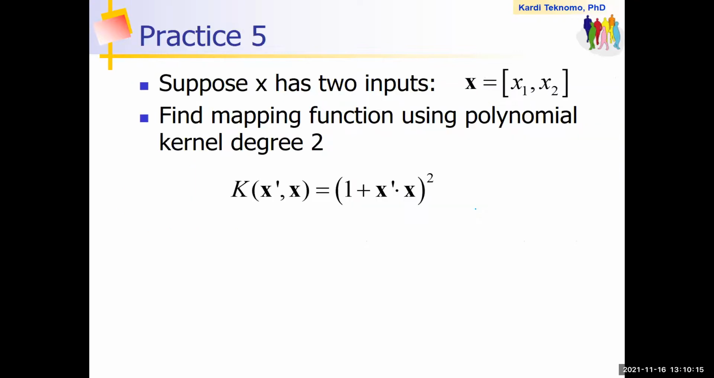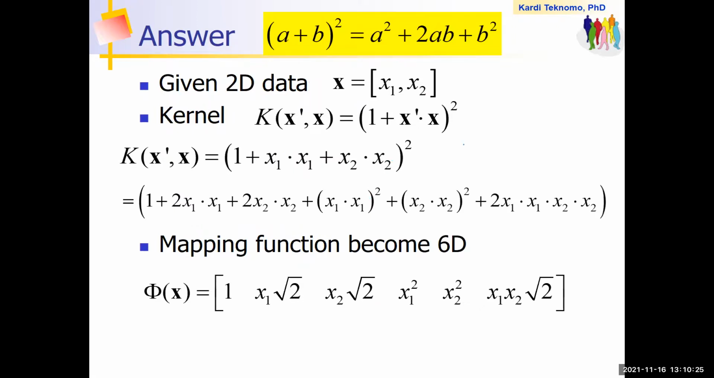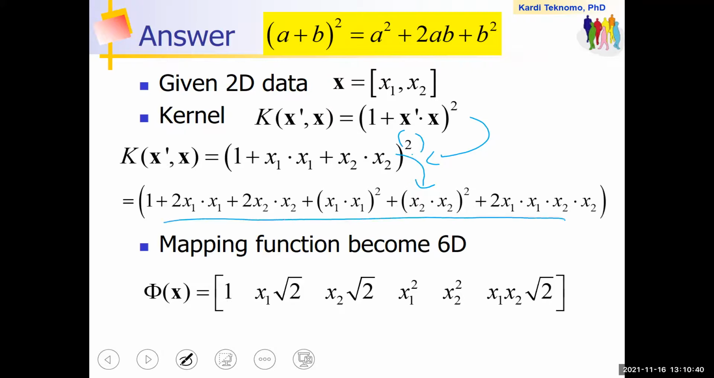Okay, so this is an example here. Suppose you have two inputs and you use a polynomial kernel of degree 2, so you put it inside. You remember polynomial degree 2, so you put it into a scalar, and then because this is still squared, you put it inside again, so you will get this one. So if you have 2D, you put it into that polynomial degree 2, you actually have six dimensions later on.